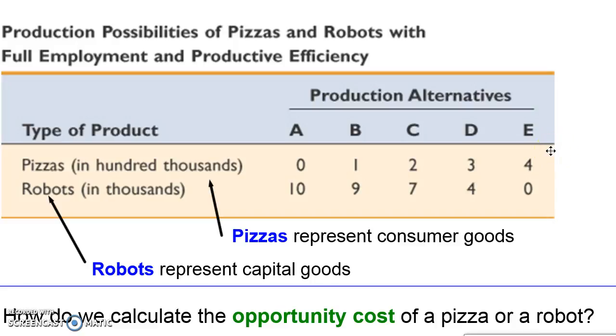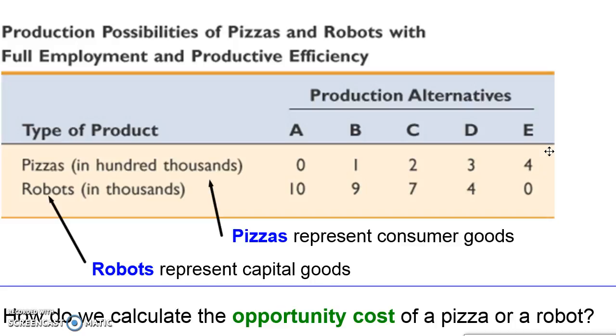So what you're looking for when you're dealing with opportunity cost is pretty obvious on the edges, of course. If you want to make 100,000 pizzas, you're giving up 1,000 robots. If you want to create 4,000 robots, you're giving up 100,000 pizzas. But what is the question of just adding one more, looking on the margins?